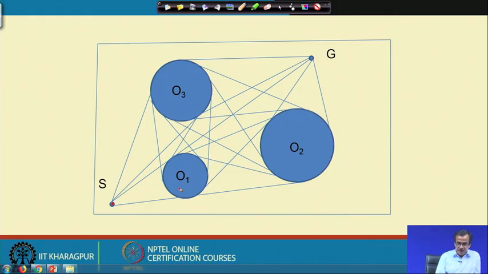Now, if I compare O1, O2 and O3, these are all static obstacles. Out of these three obstacles, O1 is physically the closest. So, we first consider this particular O1 obstacle. What we do is, from here we try to draw the tangent. From here we can draw one tangent which is something like this. From here we can draw another tangent to this particular circle.